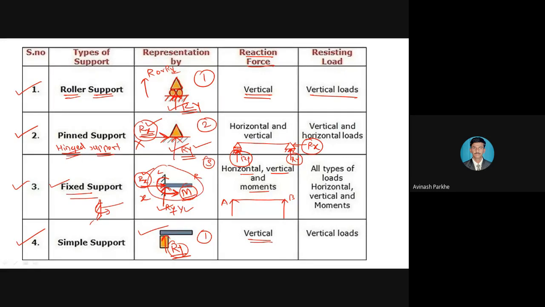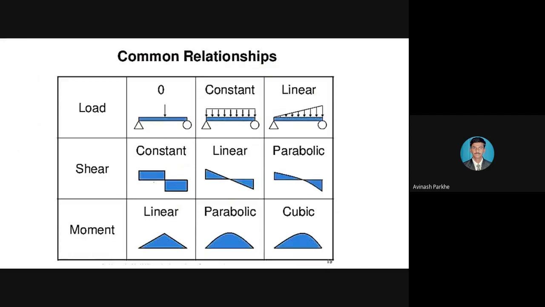Okay, so this is about the different types of supports. Now these are the relations. Just now we have discussed that if I have to draw the shear force and bending moment diagram, what is my first requirement? First of all I have to go for the shear force calculation. If I have to draw the bending moment diagram, again I have to go for the bending moment calculation. Without calculation it is not possible to draw the shear force diagram and the bending moment diagram.